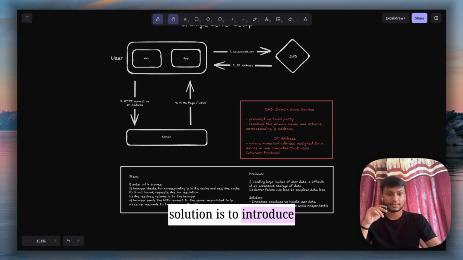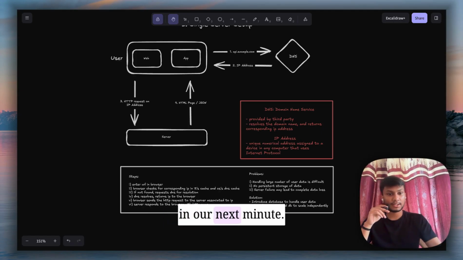The solution is to introduce a database which can actually handle user data and also allows the server and DB to scale independently. We'll visit that in our next minute.